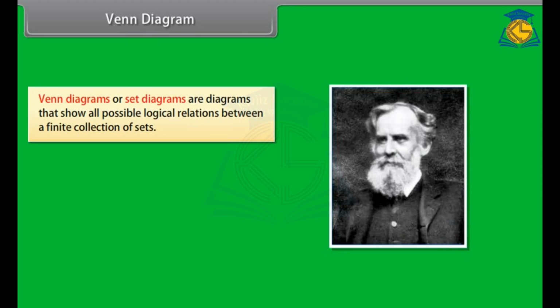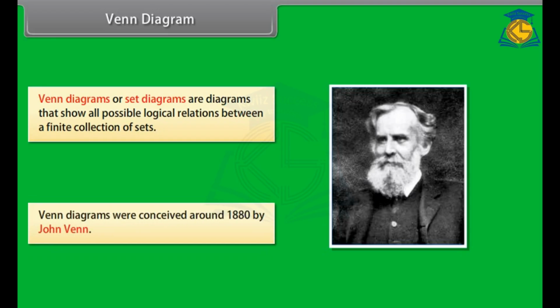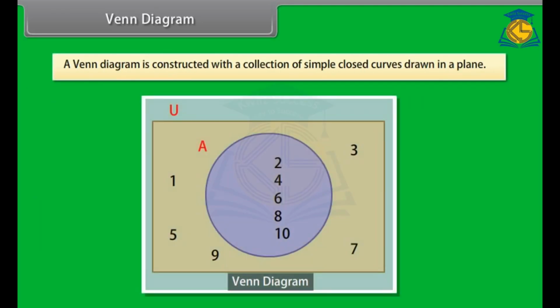Venn diagram. Venn diagrams or set diagrams are diagrams that show all possible logical relations between a finite collection of sets. Venn diagrams were conceived around 1880 by John Venn. A Venn diagram is constructed with a collection of simple closed curves drawn in a plane. Illustrations of Venn diagram.